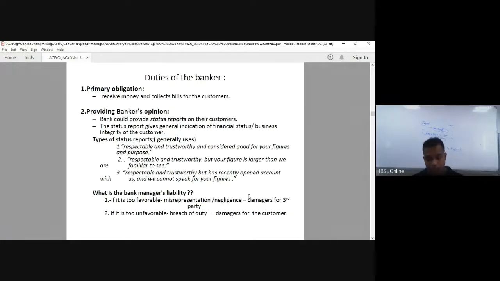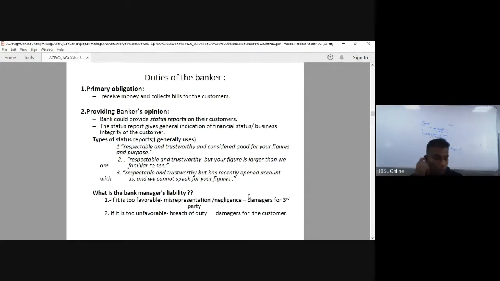Then the second obligation or duty of the bank under the banker-customer relationship: the bank is obliged to provide banker's opinion. If you allow a customer to open an account, when the banker-customer relationship starts, the bank is obliged to give banker's opinion. Now, what is banker's opinion? What do you mean by banker's opinion?